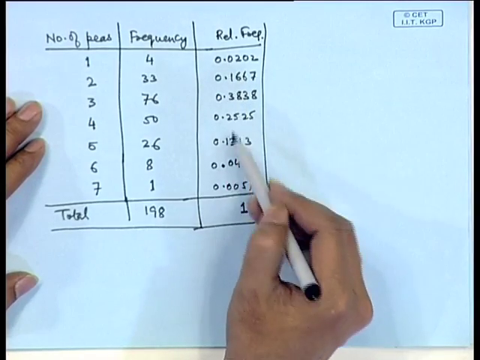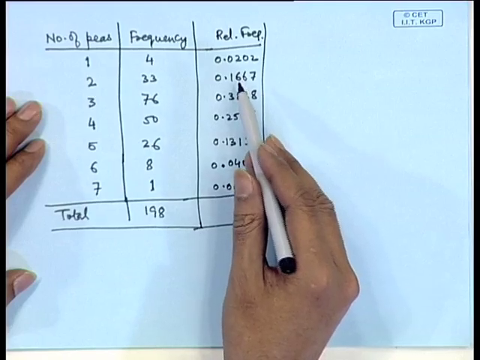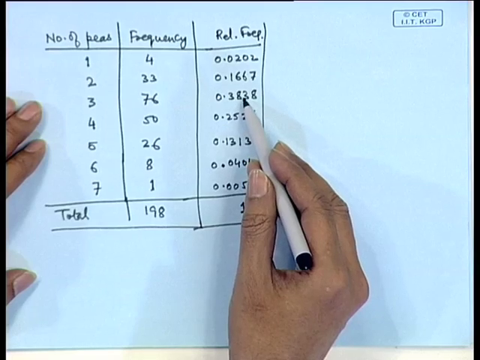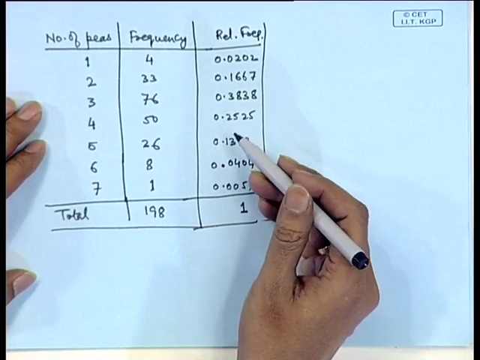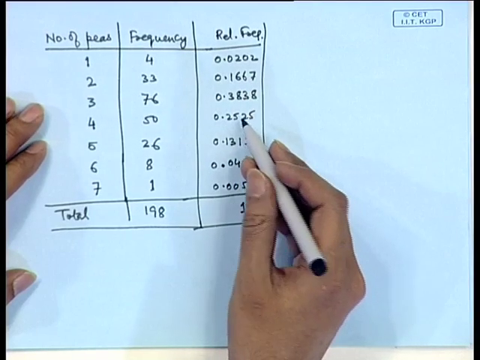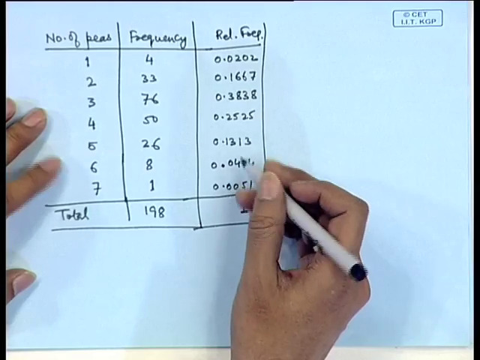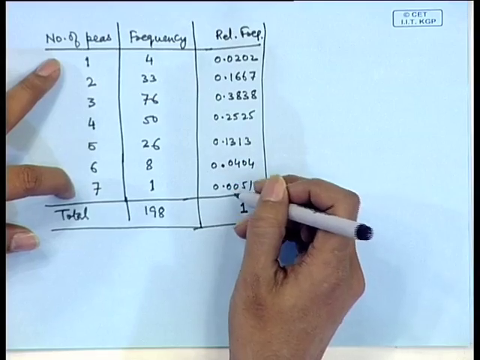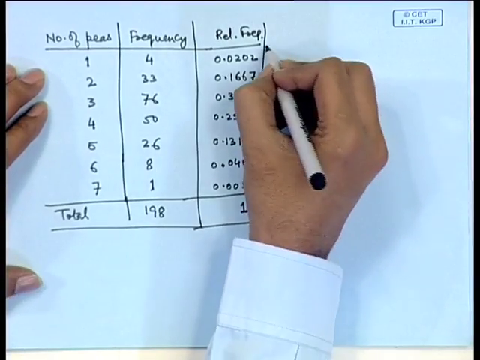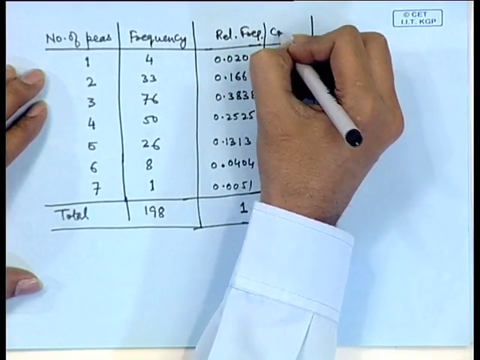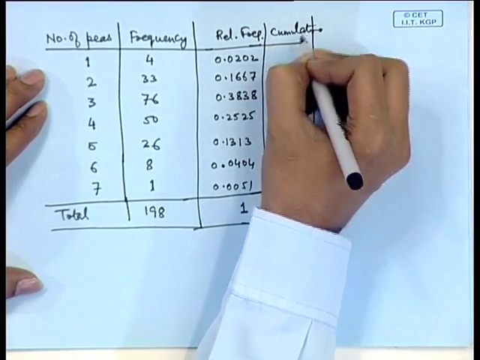If we look at the last column, it tells the relative occurrence of each number in the sample. For example, 3 occurs nearly 38% of the times, 2 occurs nearly 16.6% of the times, 4 occurs nearly 25% of the time, whereas 1 or 7 occur very less. So, 1 occurs only 2% and 7 occurs only 0.5% of the times. So, this information is also useful. Sometimes we look at cumulative frequencies.